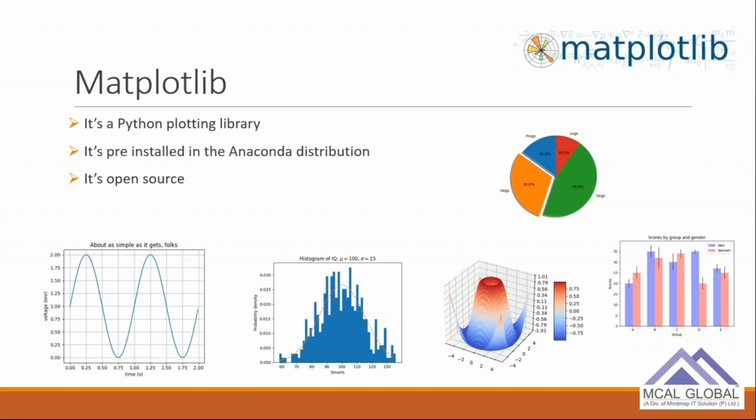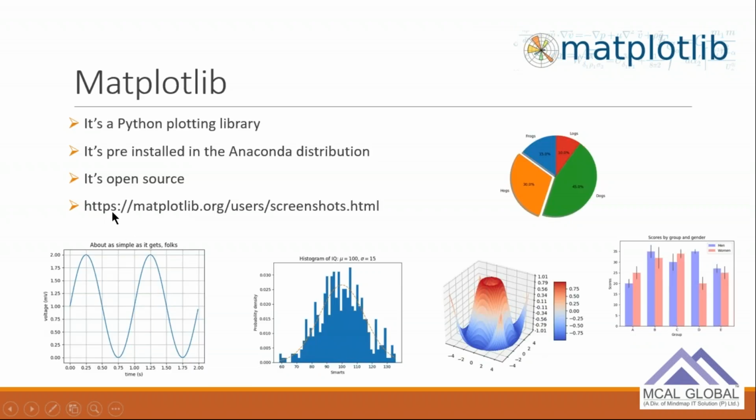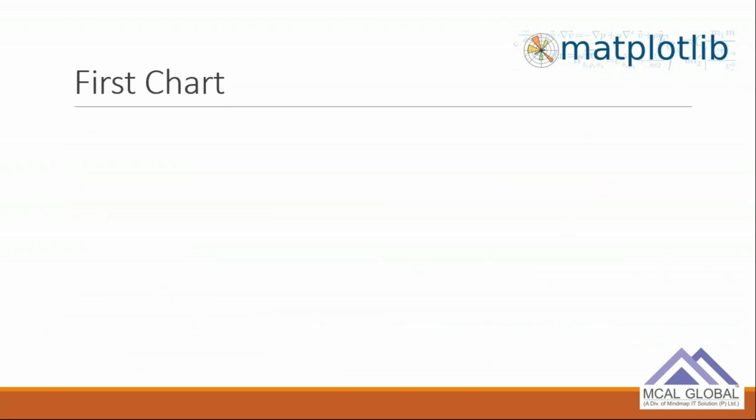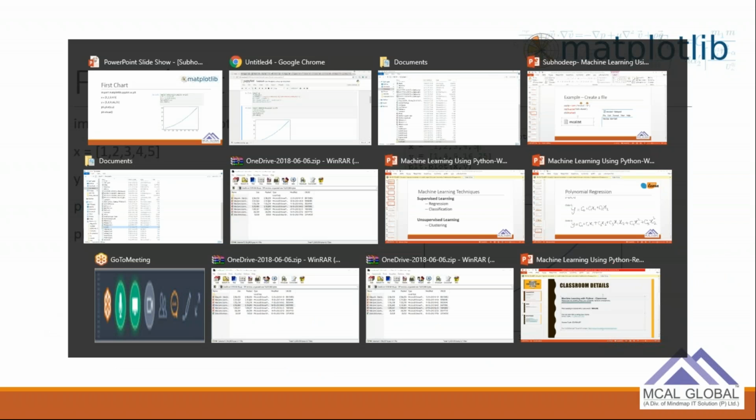There are different plots which you can plot. You can do a pie chart, a bar chart, a histogram, you can even do a 3D plot. You can do a sinusoidal, which is just a function, so it's a line graph basically. If you go here, on these screenshots, you'll see what all possible graphs you can make out of matplotlib. Now let's see our first chart here.